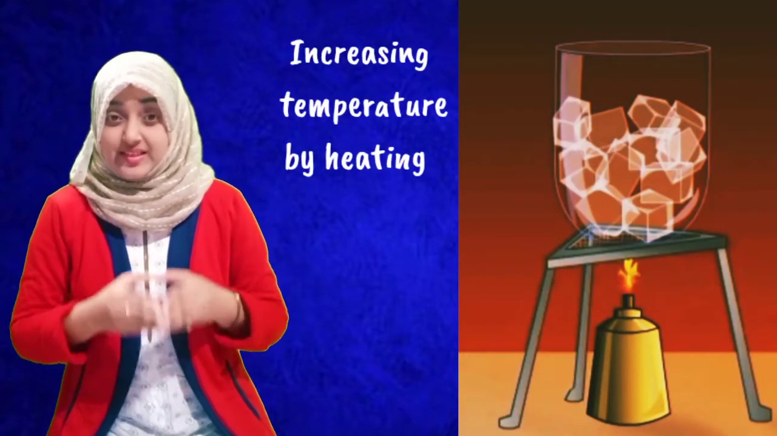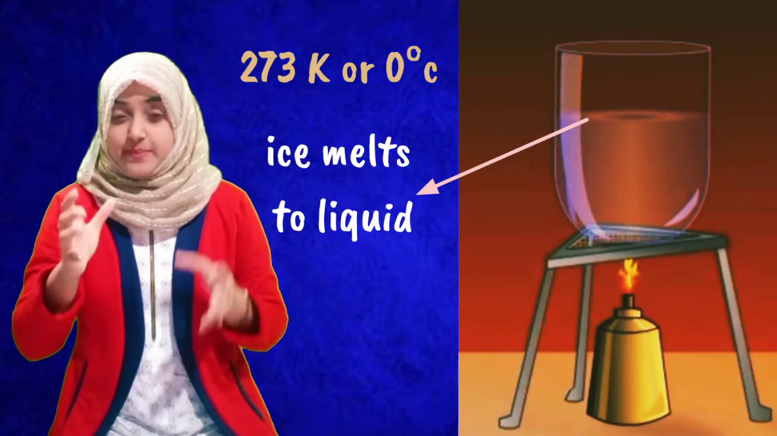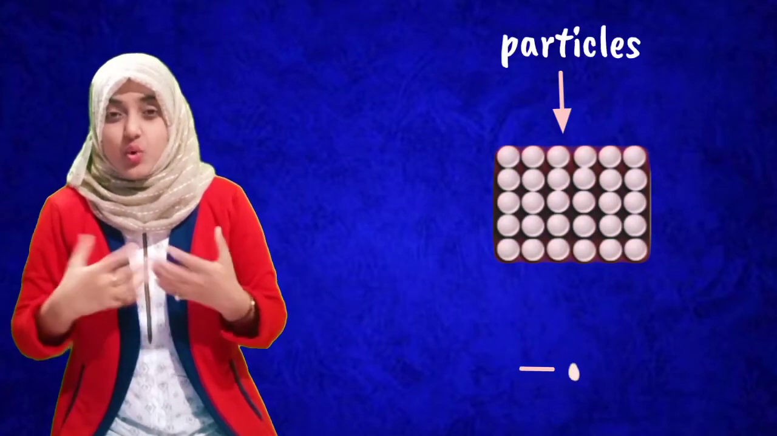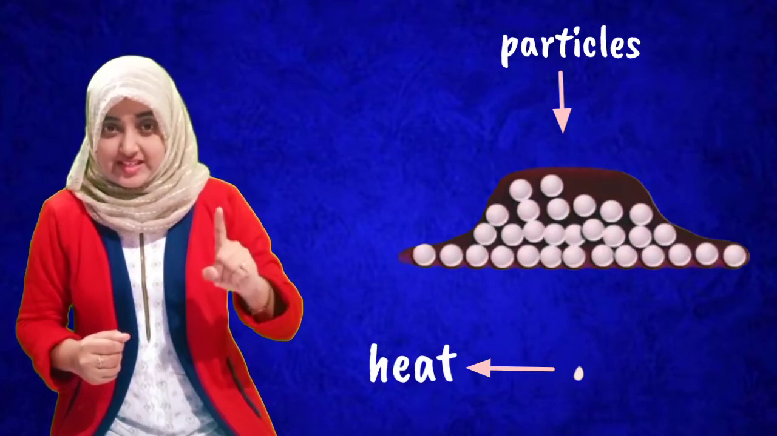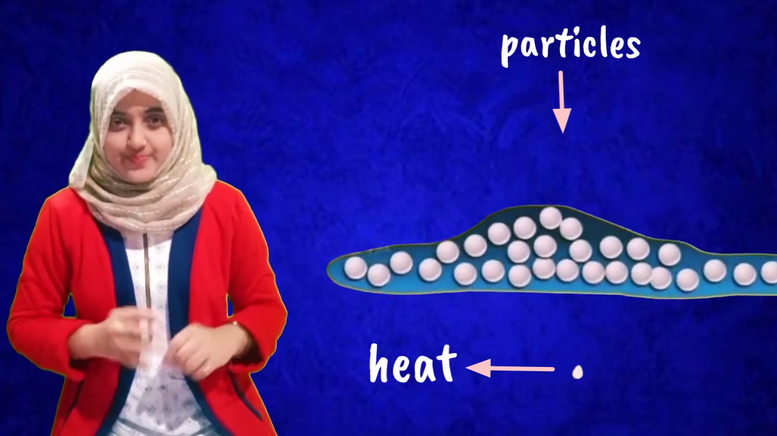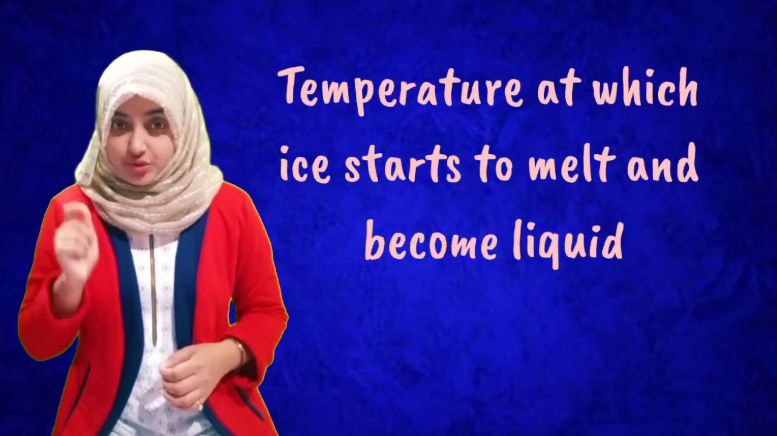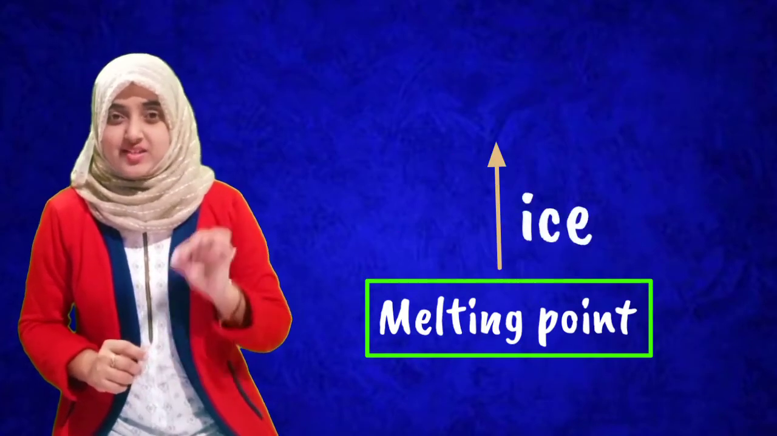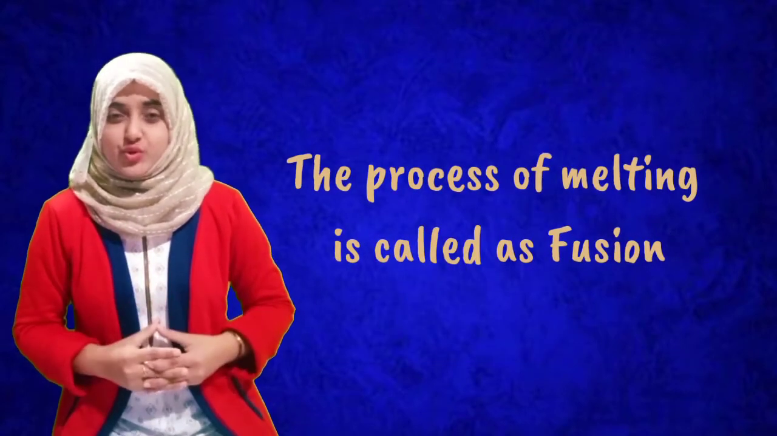So on heating, a particular temperature is reached at which the ice starts to melt. Well, that is because the heat energy that is supplied overcomes the forces of attraction between the particles. Hence, they get converted into the liquid form. So the temperature at which the ice starts to melt and gets converted to liquid is called the melting point. The melting point of ice is 273 Kelvin. And this process of melting is called fusion.